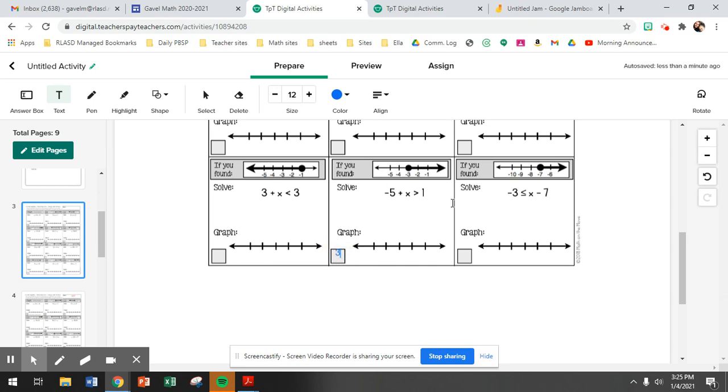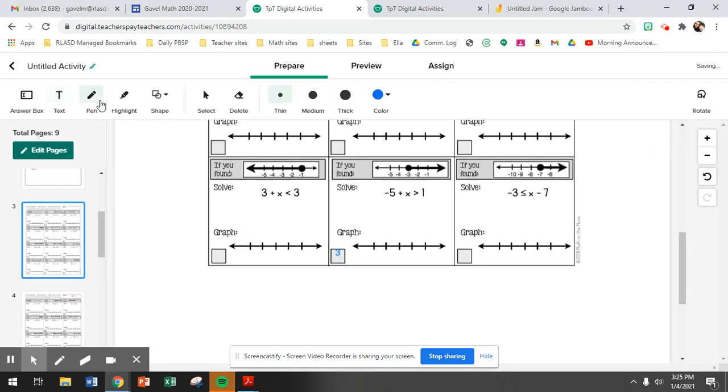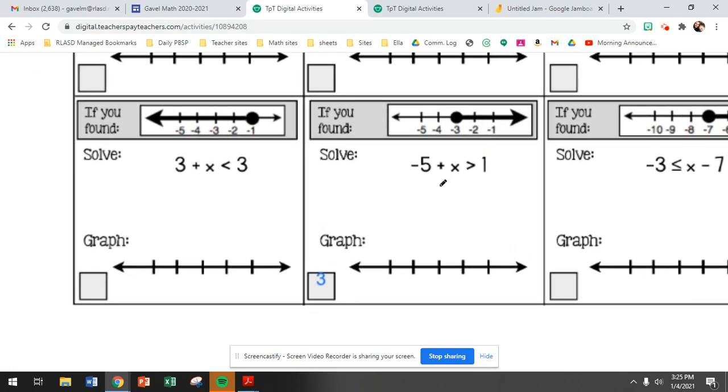Let's do 2 more with you. So I've got to get my pen back. Here, I need to get x by itself, so I'm going to add 5 to both sides. That is going to get rid of this, leaving us with 6. So x is going to be greater than 6.